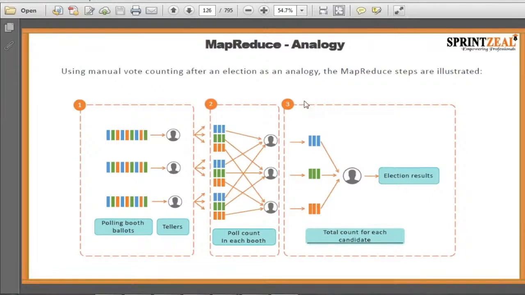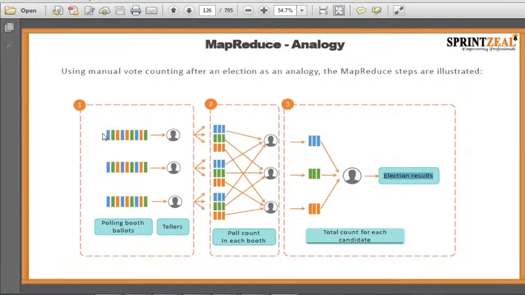All right. And if we have to take another example of MapReduce, the best one is the way polling booths work, right? So how does it work? There will be tellers. A lot of people cast their votes in each of the polling booths, right? And then each of the poll booth counts are counted together, and the final reduction is, for each candidate, how many votes we got, and then the final election result is declared, right?